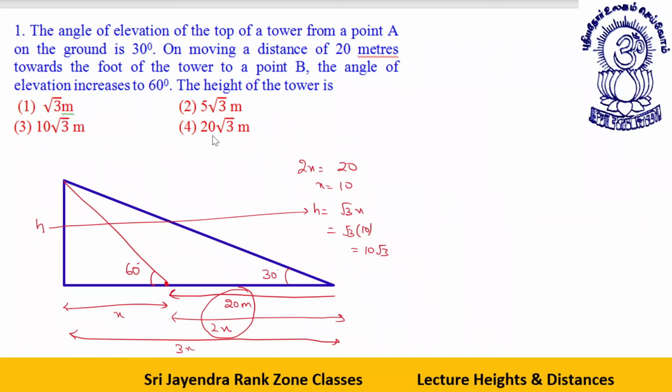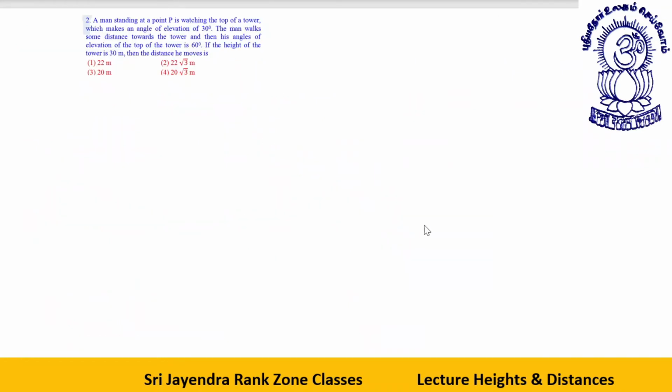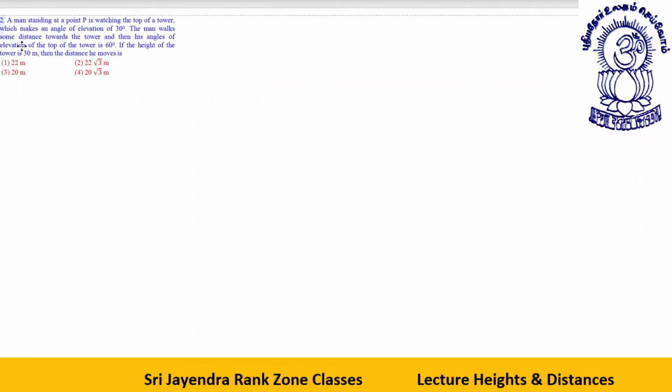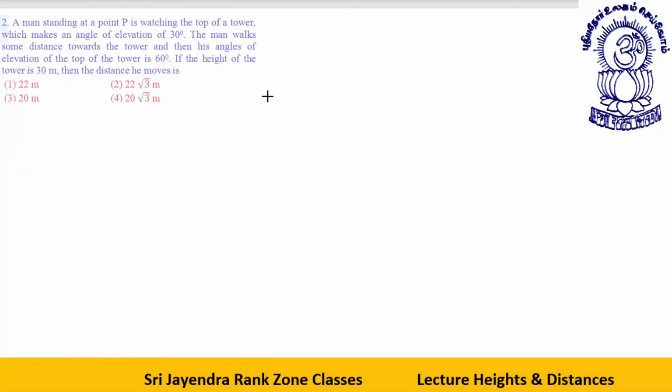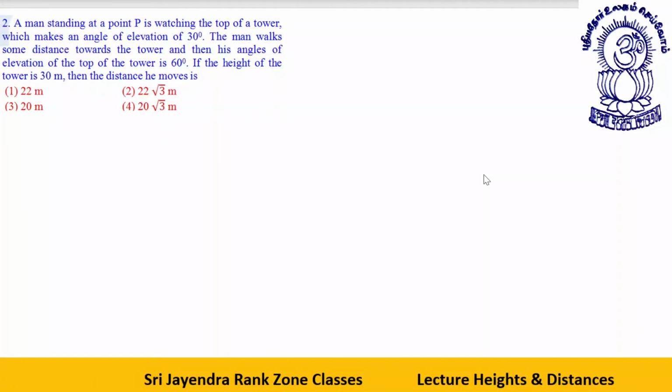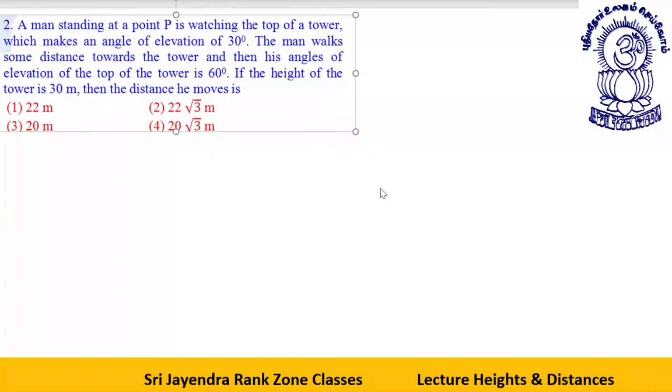Clear to all of you? Let's take the next one. Next one is: a man standing at a point P is watching the top of a tower which makes an angle of elevation 30 degrees. The man walks some distance toward the tower and then the angle of elevation of the top of the tower is 60 degrees. The height of the tower is 30 meters. See, it is like this.